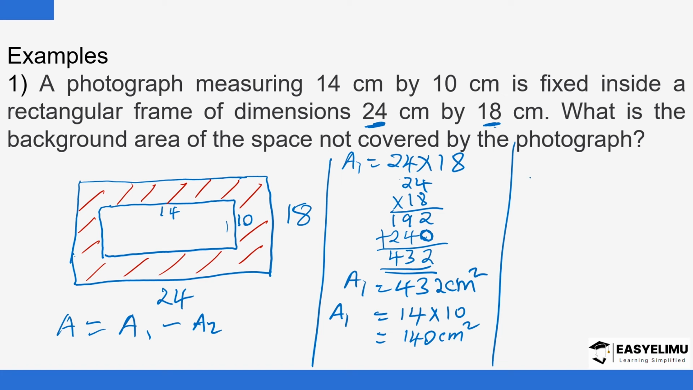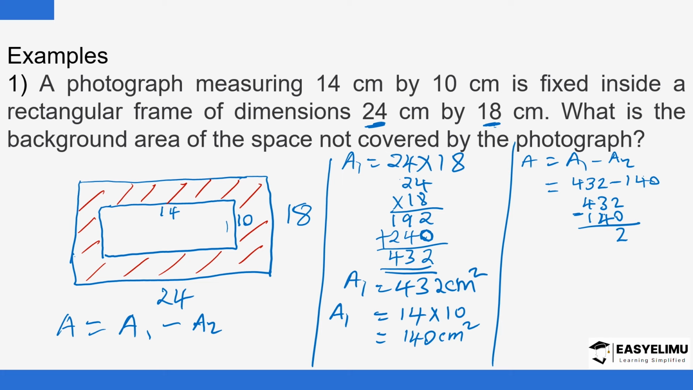Now we need to do the difference between the two. So we have A1 minus A2. So A is equal to A1 minus A2, both of which you have calculated. So A1 is 432, minus A2, which is 140. So you need to do the difference. Again, you can arrange the numbers vertically. So we have 432, and then we are subtracting 140. So this is subtraction. 2 minus 0 is 2.